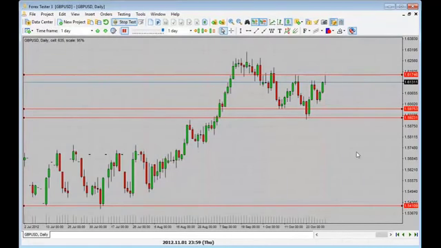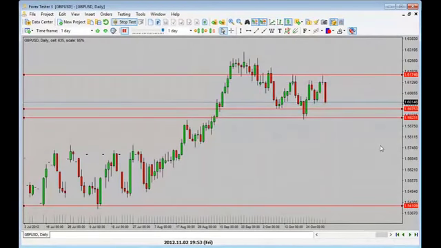Okay, so for this one, I'm looking for it to drop. So just like this one, price had problems here. So I'm looking for price to drop. Let's see if we get that. There we go. Nice big solid candle close to the downside. So now we have down.